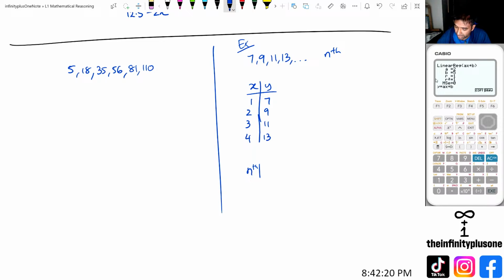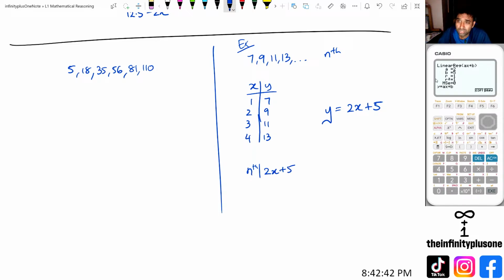And so when I do that, I actually get A is 2 and B is 5. So my equation is going to be 2x plus 5. So that means that's the general term there, 2x plus 5.